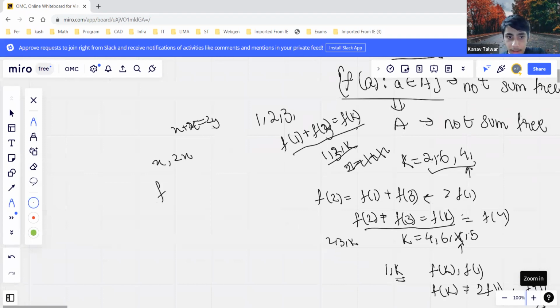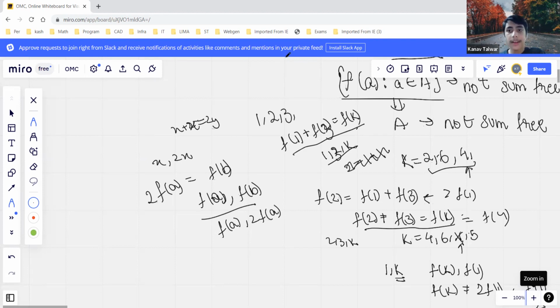That is, for some a, we choose a b such that f(b) is twice f(a). Just because of surjectivity, we can do this. There's a set {f(a), f(b)}. This is not sum free, right? Just because this set is like {f(a), 2f(a)}, which is not sum free. Is this part clear?